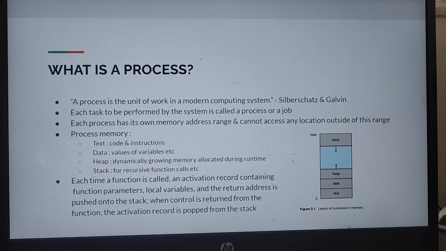To put it in simpler terms, every activity or every task or every individual function which a computing system performs is taken as a separate process. Every process has its own memory address range and cannot access any location outside of this range. So a process, as we just saw, is basically one task. If you're using a computer and you're listening to music on one tab, on another tab you have, for example, PowerPoint open and you're typing some content, creating a presentation. On another tab of your browser, you have some images open, so you're copy pasting the images from the browser into PowerPoint.